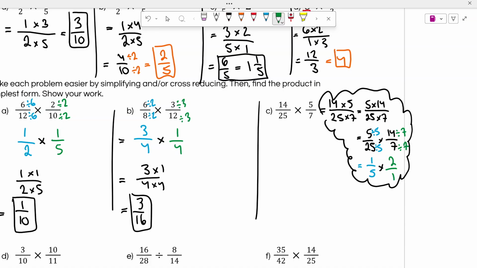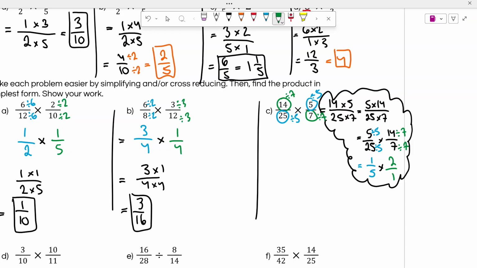So if we take a look at question C, how I would probably do this question is I notice that 14 and 7, one on the top, one on the bottom, share a common factor of 7 that can be divided out. So I'd go ahead and say, well, I'm going to divide those ones by 7. And likewise, 5 and 25 share a common factor of 5 that can be divided out. So I'm going to divide those out as well.